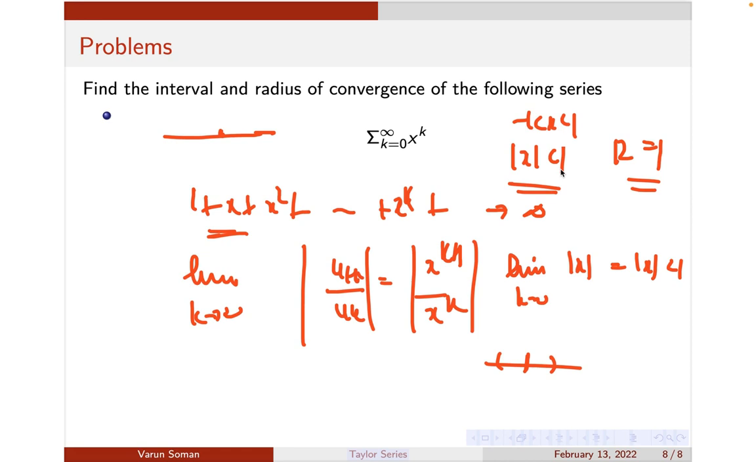And what if your x is minus 1? Then in that case your series would be 1 minus 1 plus 1 minus 1 plus 1 minus 1 and so on. So in that case also the series is not convergent because it is oscillating. Therefore I can say that this series converges if minus 1 is strictly less than x less than 1, and the radius of convergence of the series is 1.